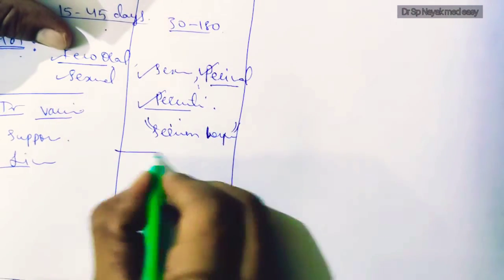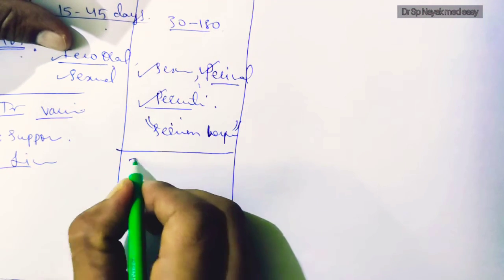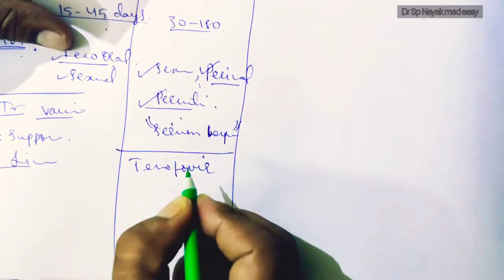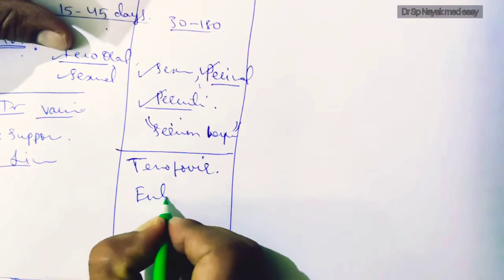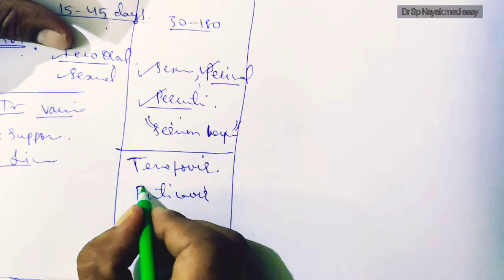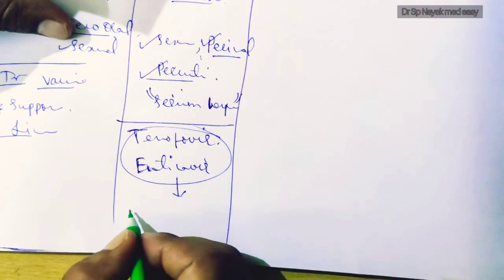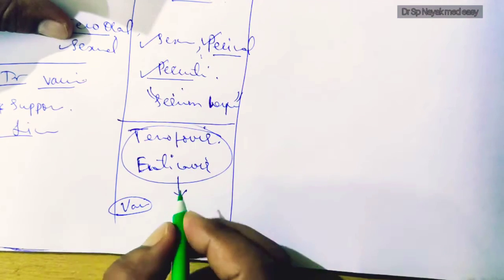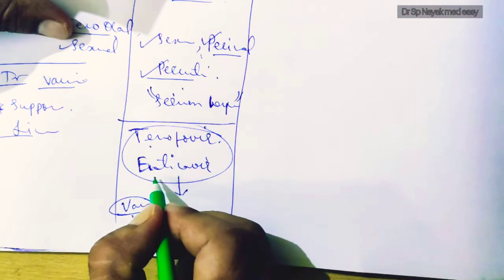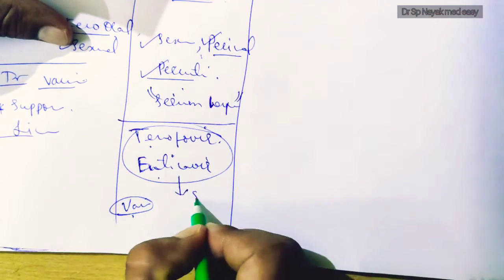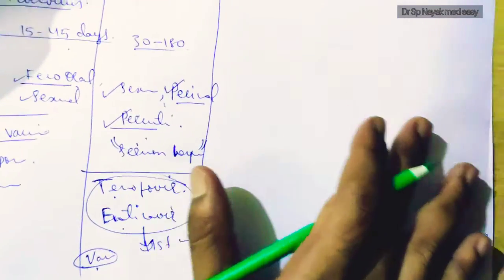For the treatment of hepatitis B virus, we have antiviral drugs like tenofovir. Tenofovir and entecavir are the first line drugs, and along with these drugs we also have a vaccine. The hepatitis B vaccine is available for prevention, and tenofovir and entecavir are first line drugs. Other antiviral drugs are also available for hepatitis B.